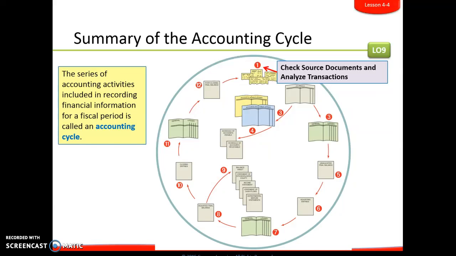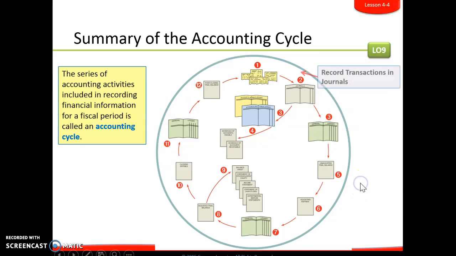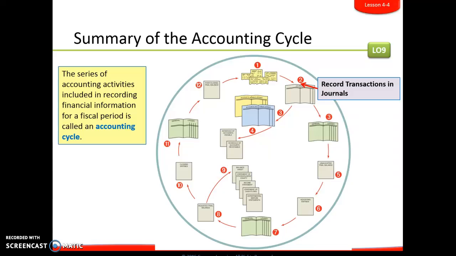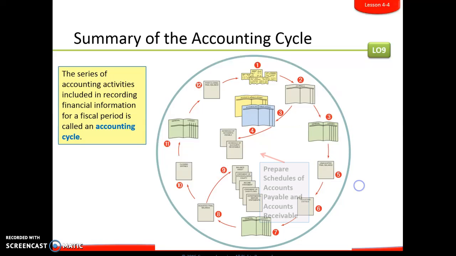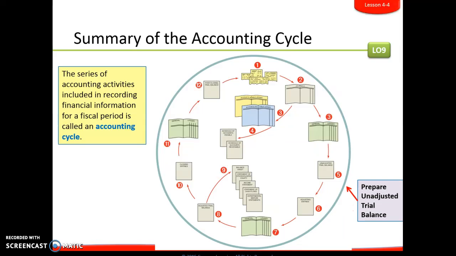So step number 1, we're going to look at source documents and analyze those transactions. Step number 2, we're going to record those transactions into journals. Step number 3, we post those journal entries to ledgers. Step number 4, then, we prepare a schedule of accounts payable and a schedule of accounts receivable. Step number 5, we are going to prepare an unadjusted trial balance.